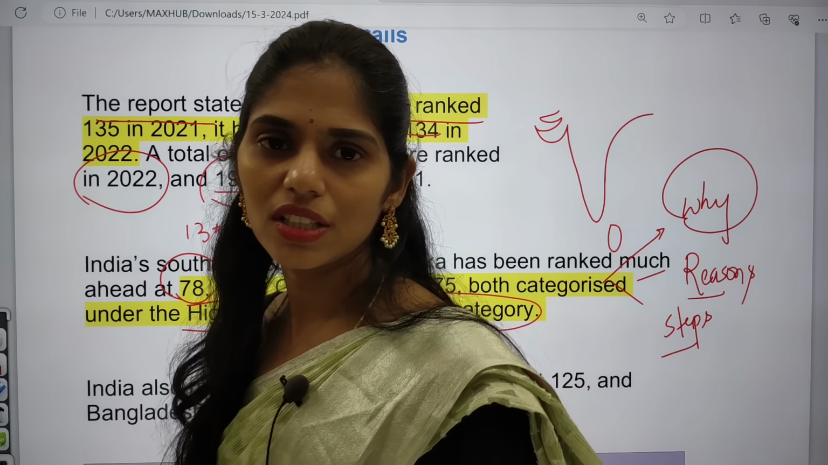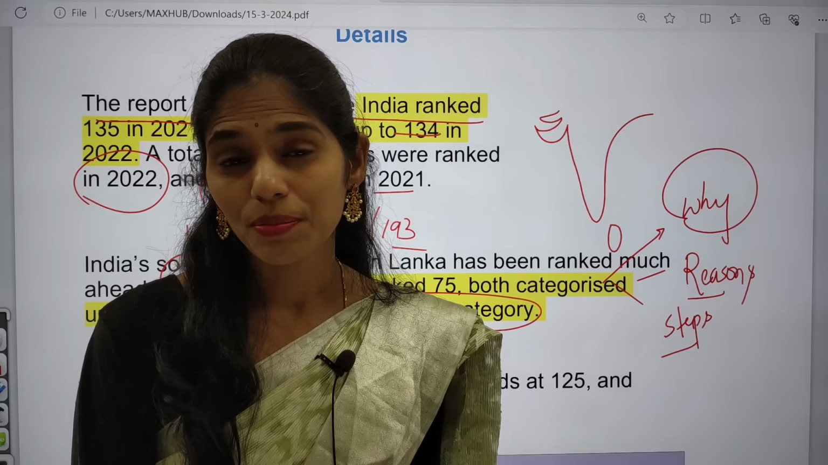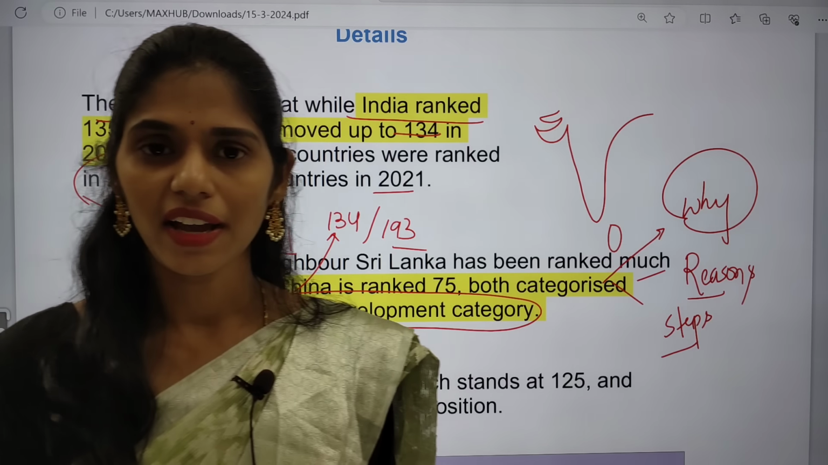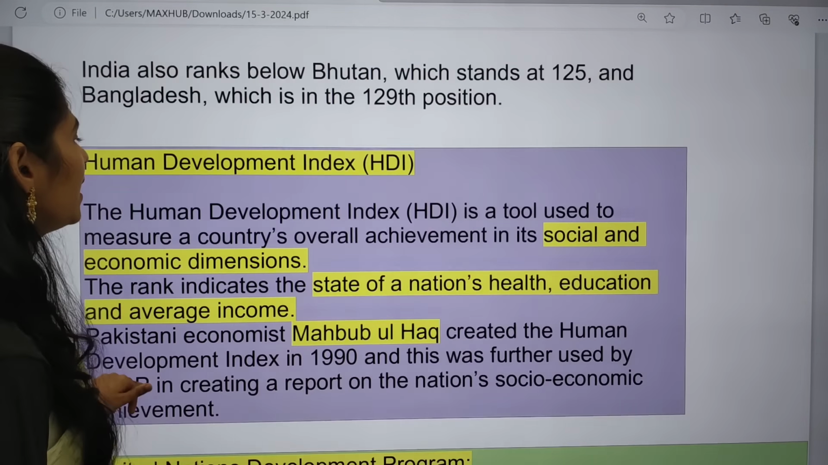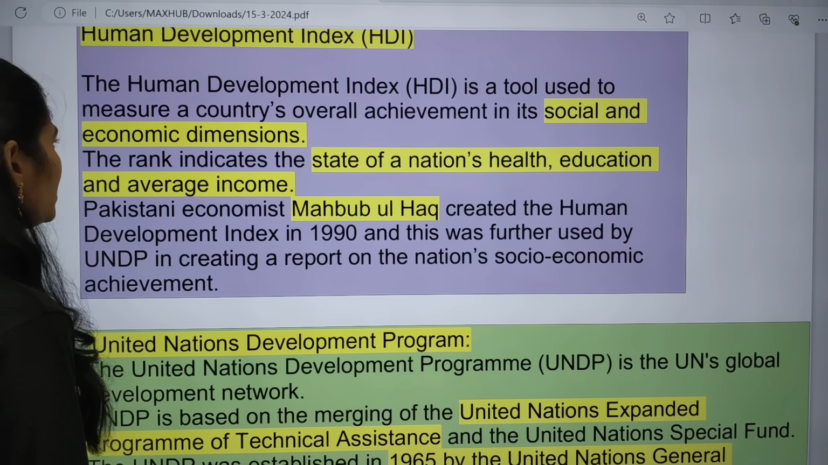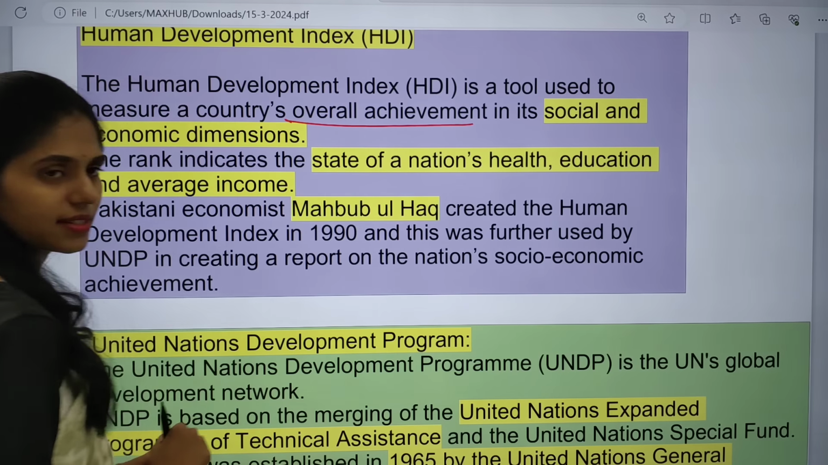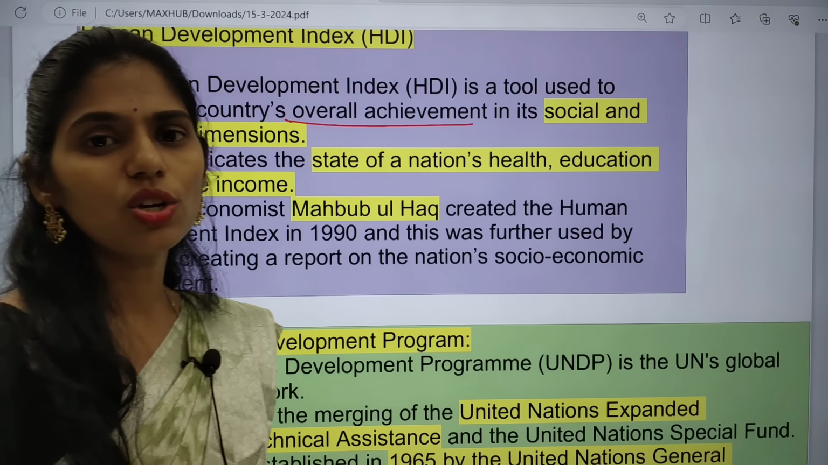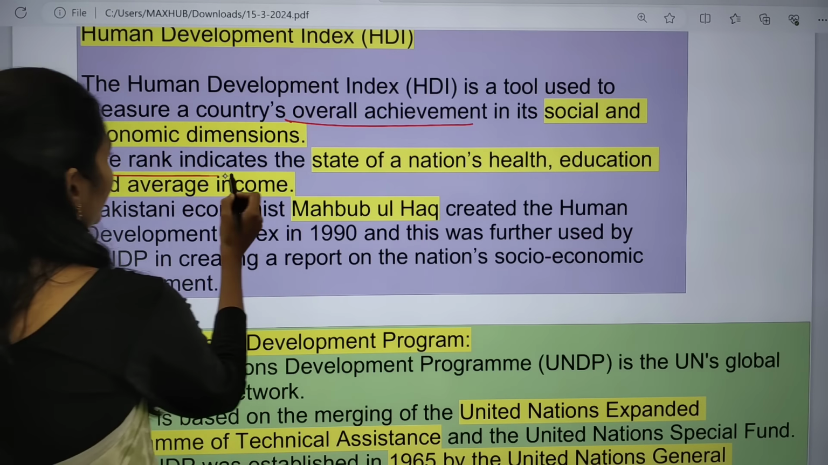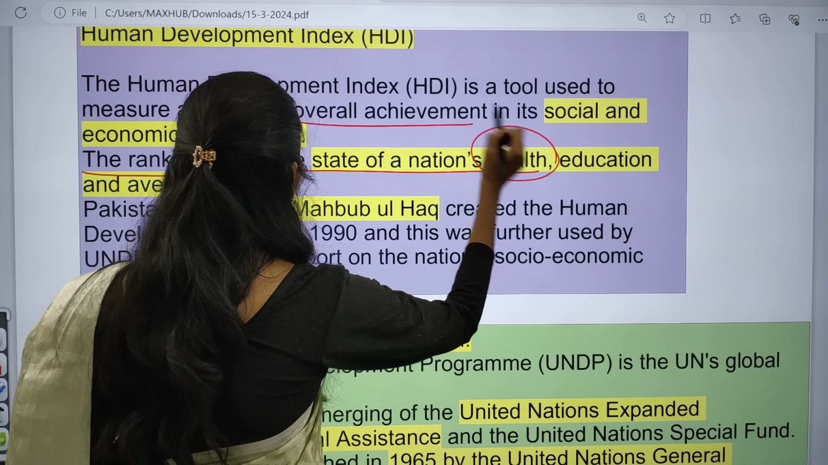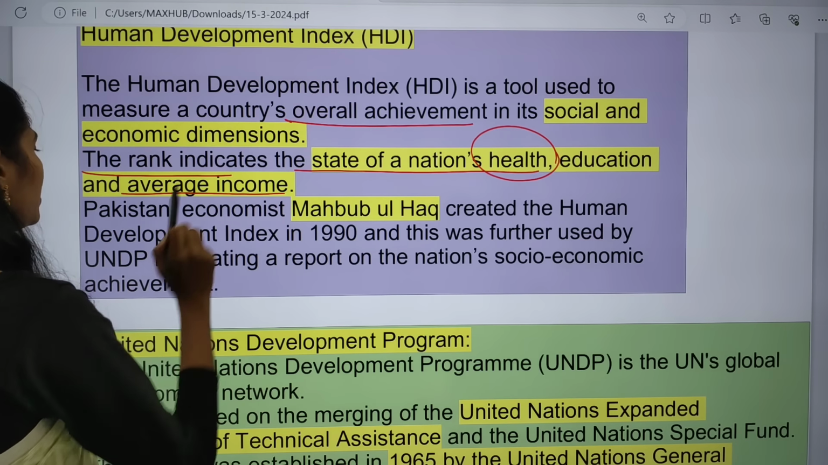So why can't we think in this dimension? If we know that, we can implement it in our country so that we can also improve in the human development index in the next rankings. Yes or no? And if you are talking about some facts regarding the human development index, it is a tool which measures countries' overall achievements in their social and economic dimensions. The rank indicates the state of the nation's health, education, and also average income.